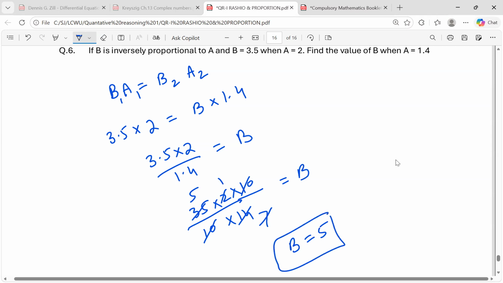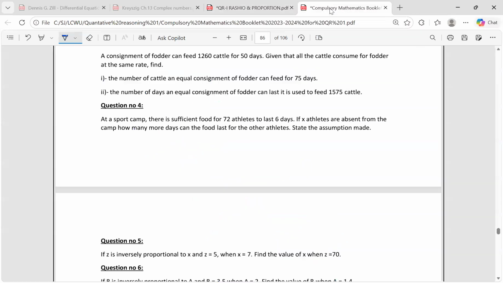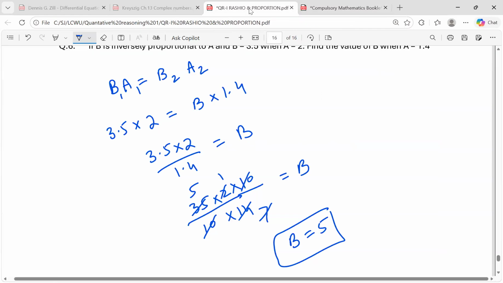Hope that it is clear. And it was the last question from this chapter. It completes this topic. You can see the last question, question number 6. So it completes the topic of ratio and proportion. I hope that all of you who attended all the 3 sessions of this chapter have understood everything.